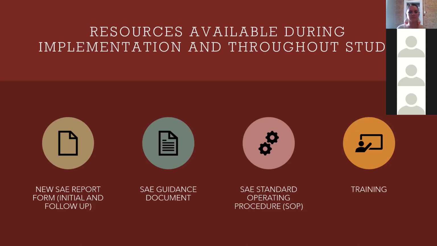An SAE guidance document has been created, as well as an SAE standard operating procedure, so those will be available to you. The guidance document is a quick look, for when you just want a really quick look at what to do next. The operating procedure gives you really in-depth, step-by-step information to go back and look at. We will also be creating and conducting a training session once everything is finalized for the paper CRF, and the changes have been made and are working properly in REDCap.